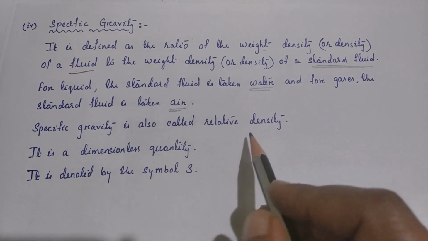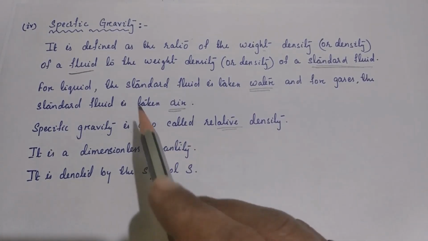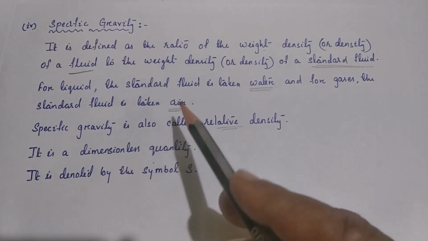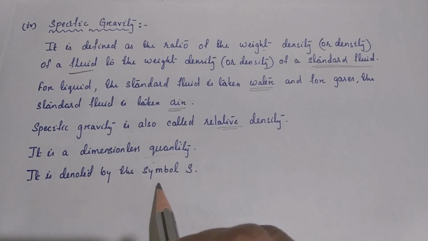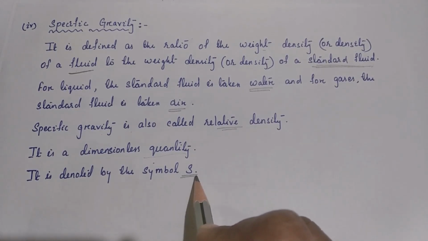Specific gravity is also known as relative density, as it is the ratio of two weight densities. So it is a dimensionless quantity. And specific gravity is denoted by the symbol S. This is all about today's lecture. Thank you.